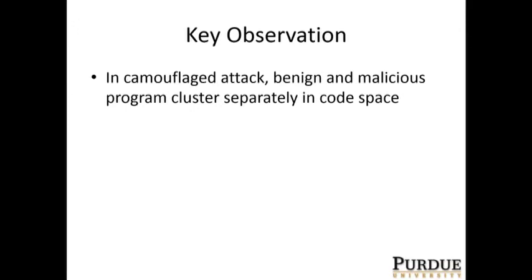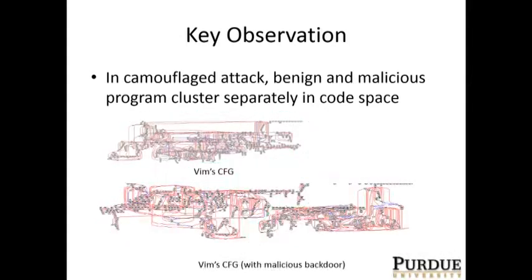Through our investigation on the behavior of camouflaged attacks, we find that usually benign and malicious programs cluster separately in their code regions that are mapped in the memory. We give a concrete example here. The above one is the control flow graph of a benign Vim editor, and the below one is the control flow graph of a Vim editor that contains a malicious backdoor.